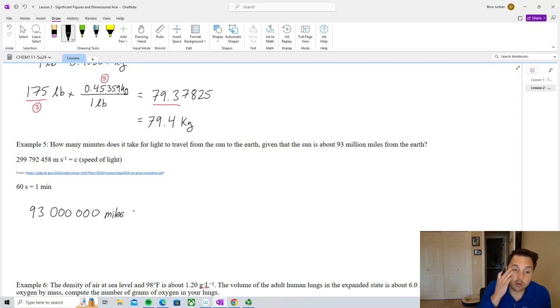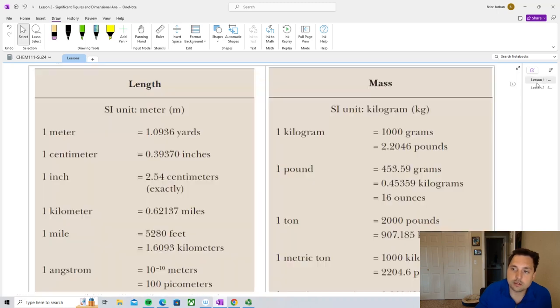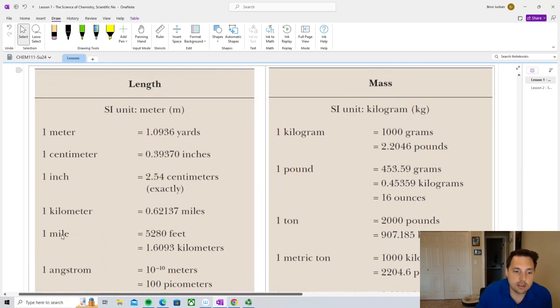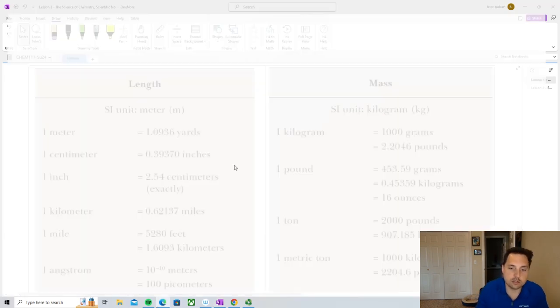Okay, so we're going to need to know another conversion factor here. We need to know how many meters there are in a mile. So we'll go back to lesson 1. We'll find that in 1 mile, there's 1.6093 kilometers.